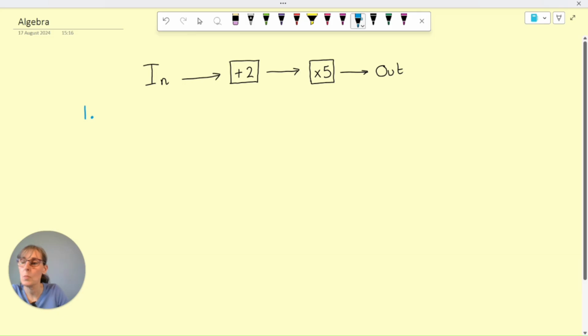The first one we're going to put in is 1. So 1 goes in, and then we have to add 2 to it, and then we multiply by 5, and we get an answer out. So if we put 1 into the machine and we add 2, that's going to equal 3. And then we multiply by 5, and then we've got 15 coming out, haven't we?